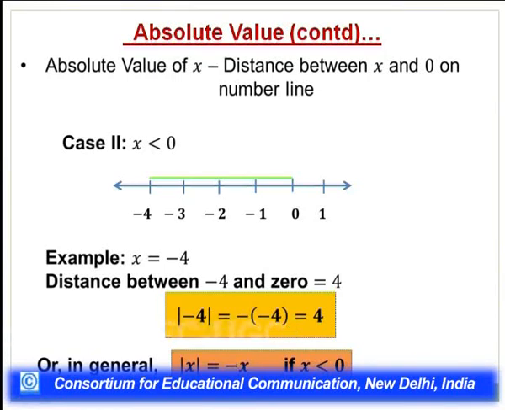In general, if x is a negative number like we just saw, then the absolute value of x is equal to minus of x, because x is a negative number. If we put a minus in front of it, that will automatically become positive, and that will then represent the distance between x and 0 on the number line.